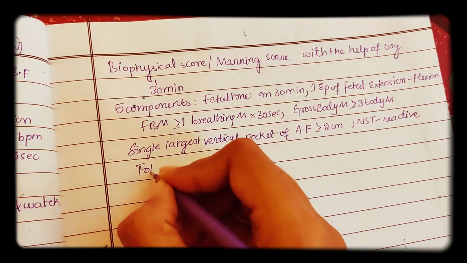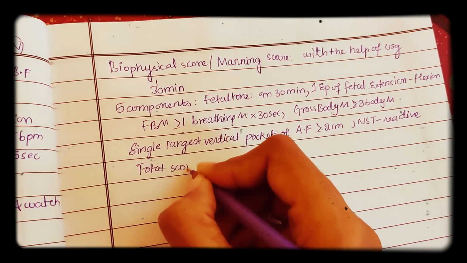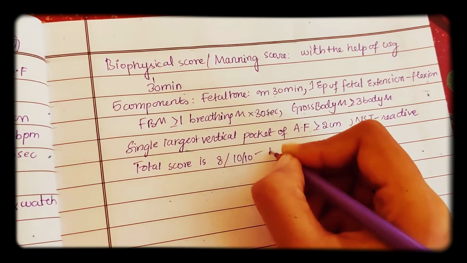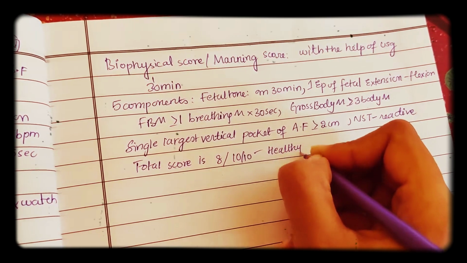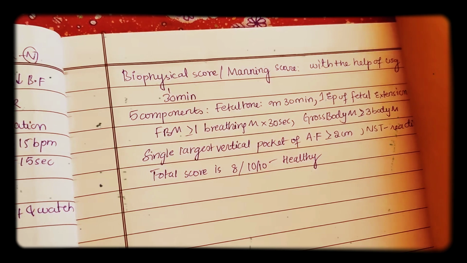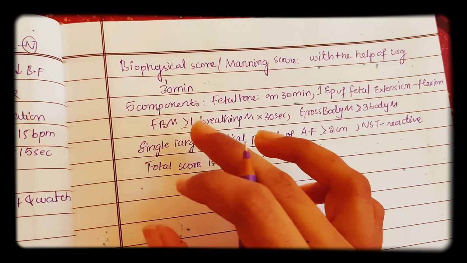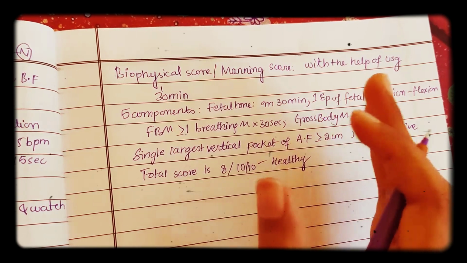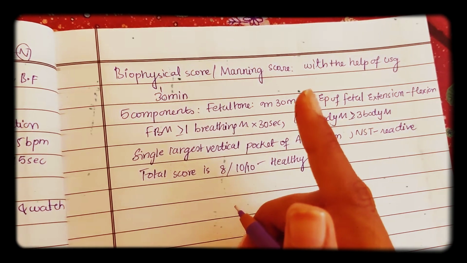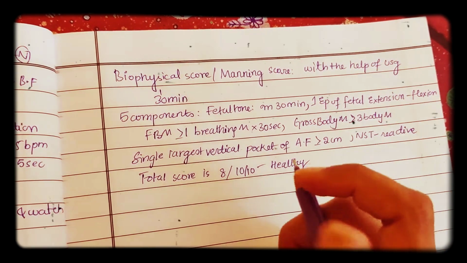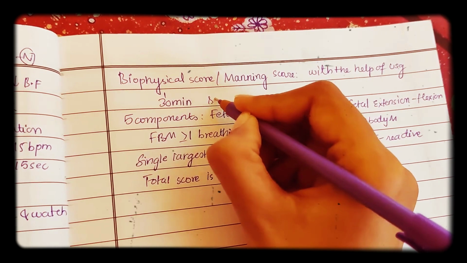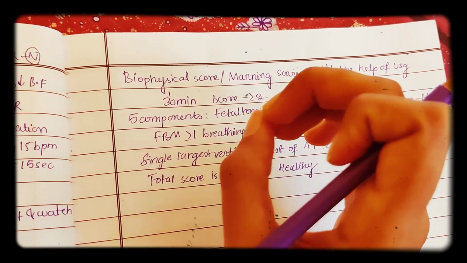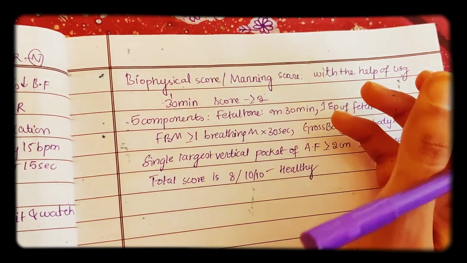So total score is 8 or 10 by 10. Then the fetus is healthy. Okay, so based on this we'll give the score. For example, we have said fetal tone in 30 minutes, one episode of fetal extension. If there is flexion, you can give a score of 2. For each of these you'll give a score of 2. So if you give 2 for each, you can see a total of 5 components are there, so 5 into 2 will be 10, right?